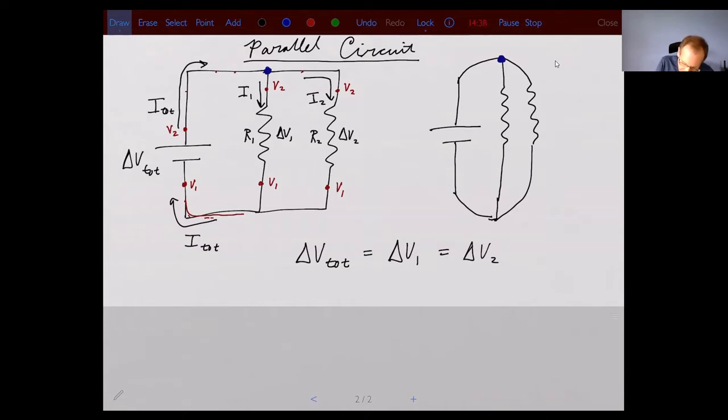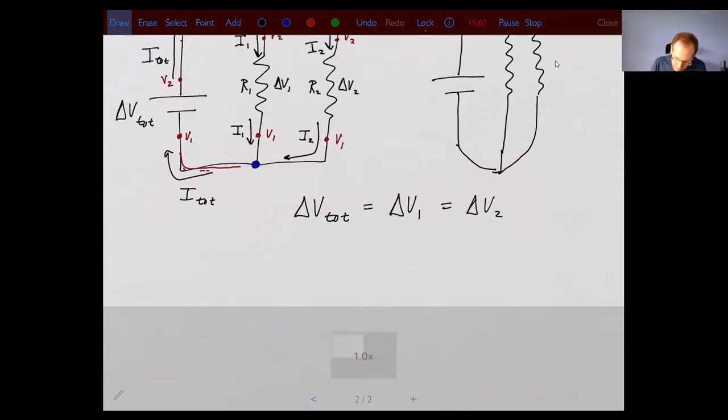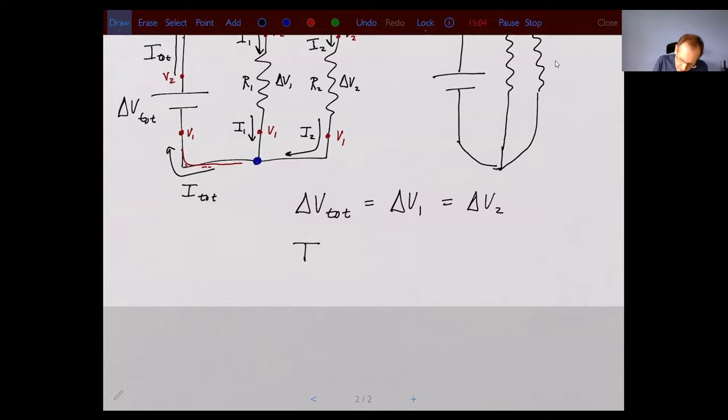Or the other way to think about it is if I look at this node right here. In this case, remember, this is still I1 coming into it because that's the current that passed through R1. This would be I2. So now I have I1 plus I2. That's going to equal what's going out, but that's I total. So in both cases, I'm going to get the same equation: the current going into a node has to equal the current going out of the node.